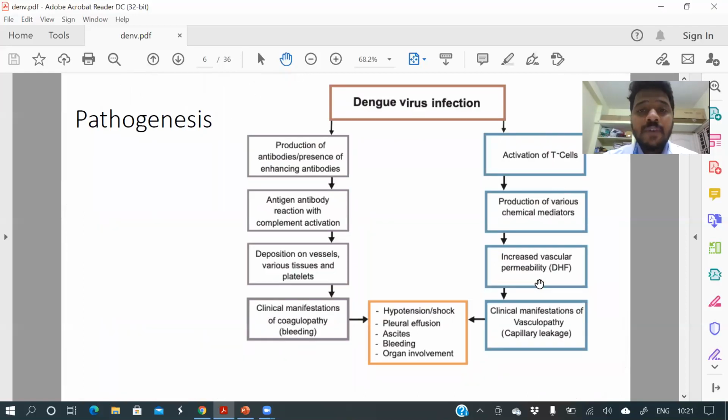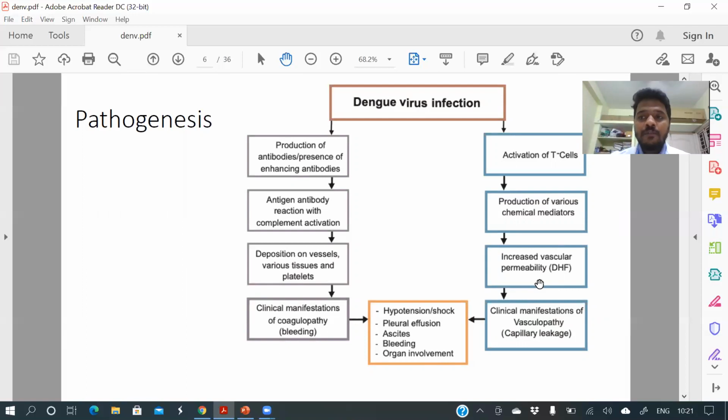Regarding pathology, first a dengue virus infection happens, followed by production of antibodies and presence of enhancing antibodies. Simultaneously, there will be activation of T cells, which are CD8 T cells. The other part is the antigen antibody reaction. The antibodies produced by the body will bind with the dengue virus antigen, and these will form an immune complex. This immune complex will get deposited in many places, like endothelial cells, platelets, and various other tissues. So what will happen is that this immune complex will deposit in these places, and then it will fix complement.